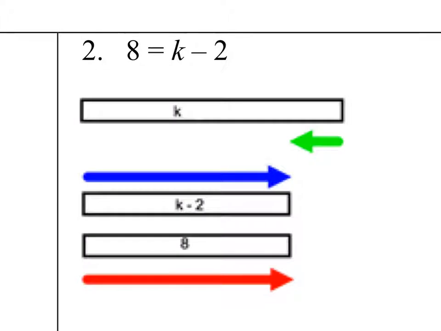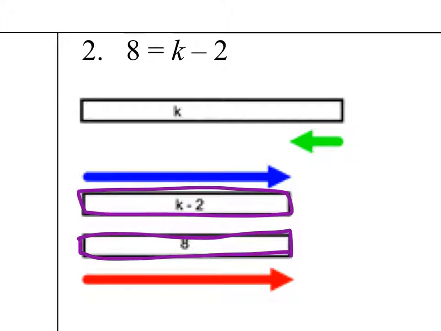Alright, this is number 2. The whole purpose of all of this is to find the value of the variable. So here, we can see that k minus 2 gives us this bar. We can pretend it's like a gold bar. And this gold bar is worth 8.